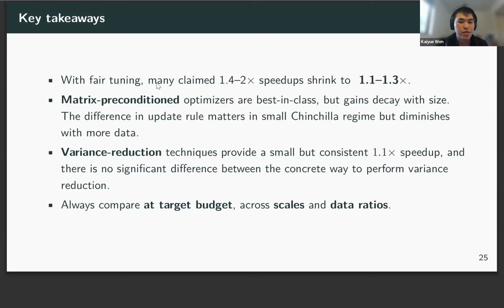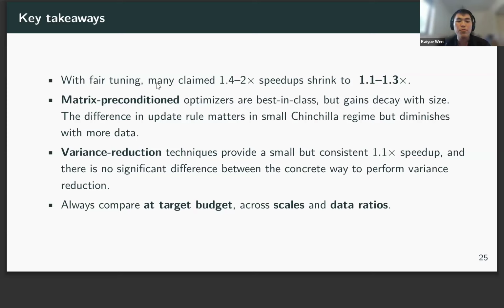And matrix preconditioning optimizers are definitely the best in class, but their gains still decay with size, which is something that people should study seriously. And the difference in update rule actually matters in a small Chinchilla region, where we see Muon being much better than SOAP and Kron. But this diminishes once we train for more data, and we can even see SOAP and Kron overtaking Muon when we run for long enough.